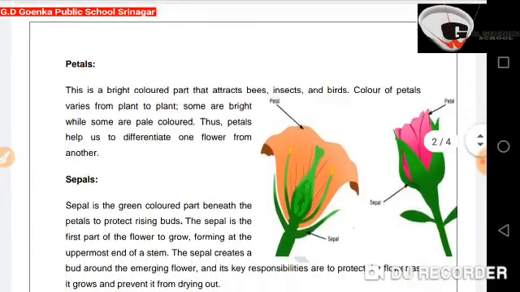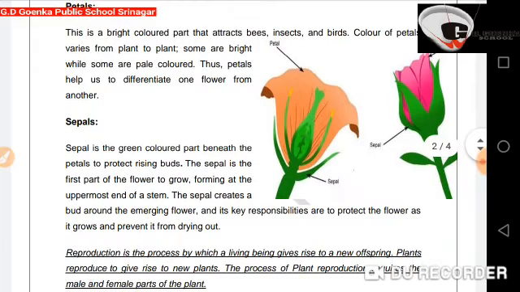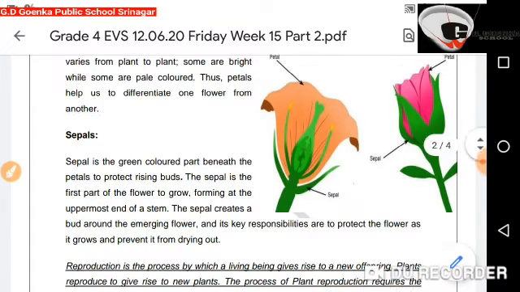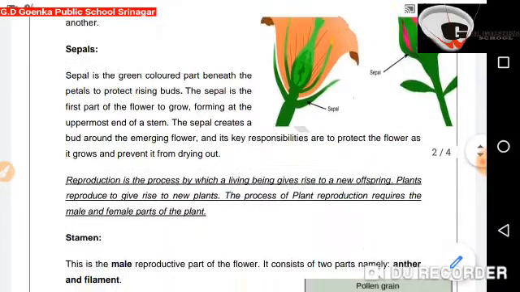Petals. Petal is the bright colored part that attracts bees, insects, and birds. Color of petal varies from plant to plant. This is the petal. Here you can see. While some are bright colored, the others are pale colored. Thus, petals help us to differentiate one flower from another.